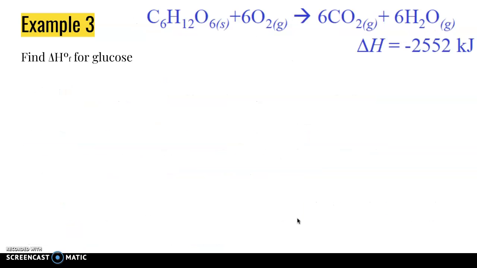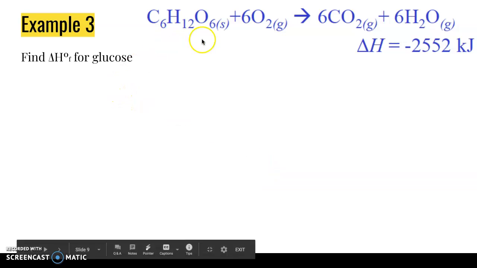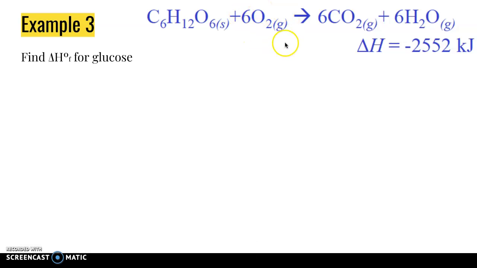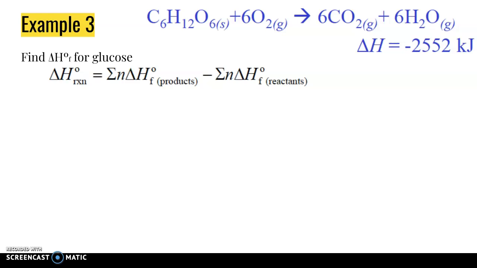We could also work this backwards to find the standard heat of formation for a given reactant or product. So in this case, we're looking for glucose, which is right here. So we will be using the standard enthalpy of formation for oxygen, carbon dioxide, and water in this reaction. We're going to take products minus reactants. We're going to have an X for the heat of formation of glucose, because that's what we're solving for, and we'll know the heat of formation of the reaction based on this delta H that is given here.